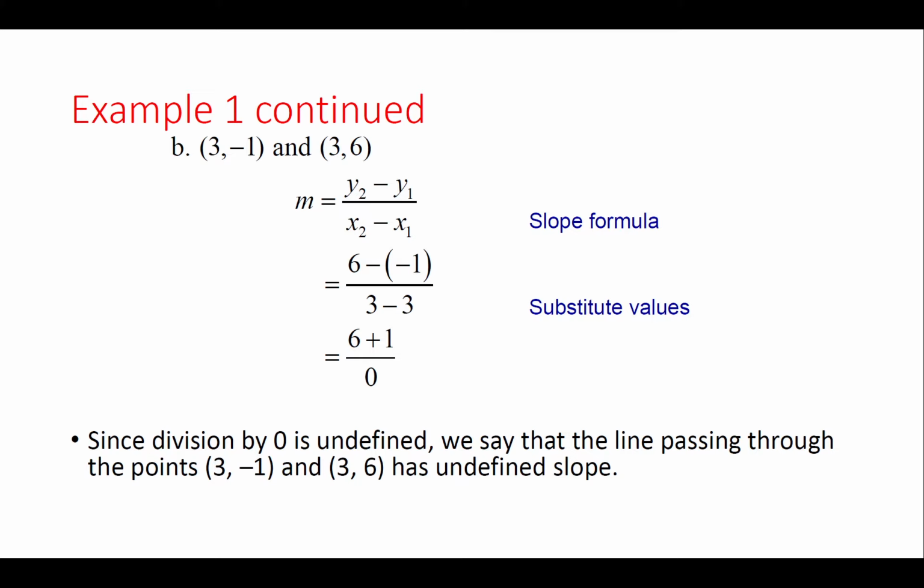So that's the work. Since division by 0 is undefined, we say that the line passing through the point (3, -1) and (3, 6) has undefined slope.